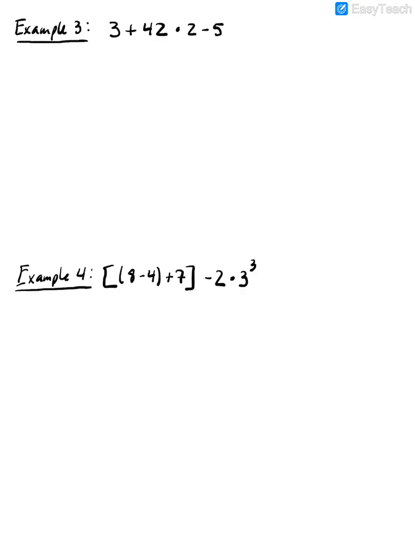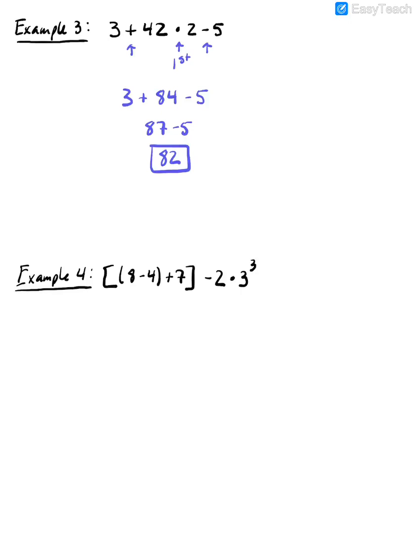Okay? Example 3. Now here I see there's some addition, multiplication, and subtraction. So here I would say that the multiplication goes first. So 42 times 2. So I say 3, plus sign stays there. 42 times 2 would be 84. And then from here, now I have just addition that goes first, which is 87. And then 87 minus 5 is 82. And that's my final value for that.